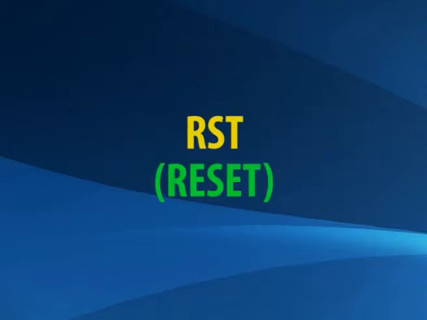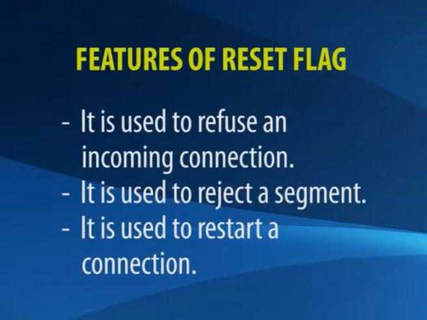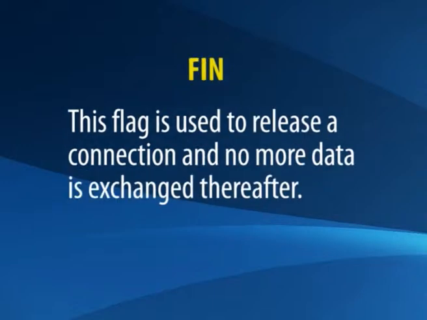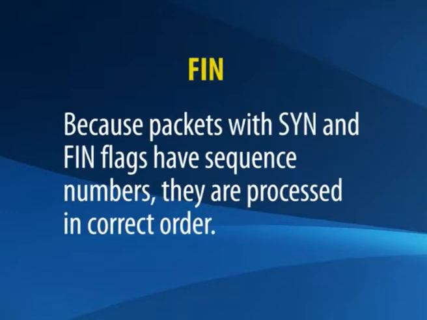RST, reset. The reset flag has the following features. It is used to refuse an incoming connection. It is used to reject a segment. It is used to restart a connection. SYN. This flag is used to set up a connection between hosts. FIN. This flag is used to release a connection and no more data is exchanged thereafter. Because packets with SYN and FIN flags have sequence numbers, they are processed in the correct order.